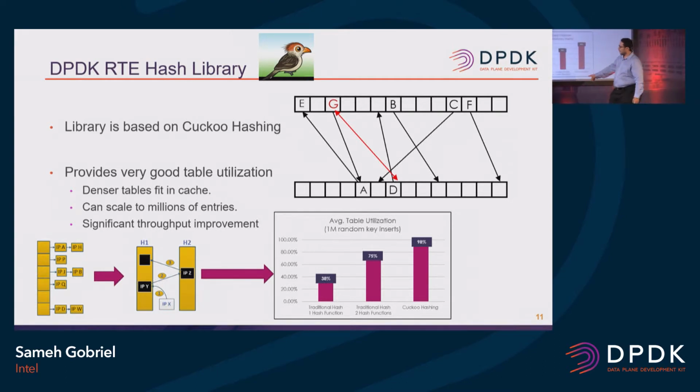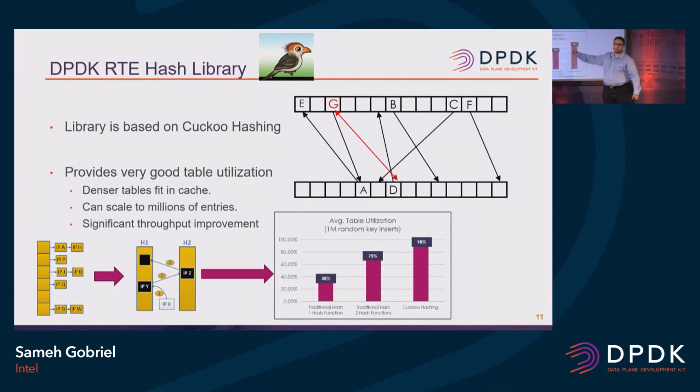And this is the kind of performance for the table utilization that you will get when using cuckoo hashing. If you are only using one hash function, out of 1 million key inserts, you expect to insert only 38% of the keys. If you are doing two hash functions without displacement, without moving keys around, you expect to get around 75% of the keys inserted out of 1 million. And using the cuckoo hash, which is the RTE hash inside DPDK, you can get around 98% of all your keys inserted in the table.